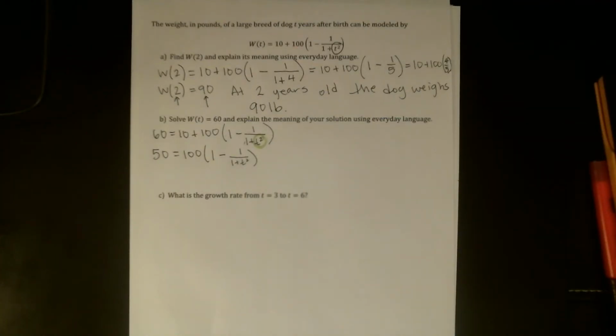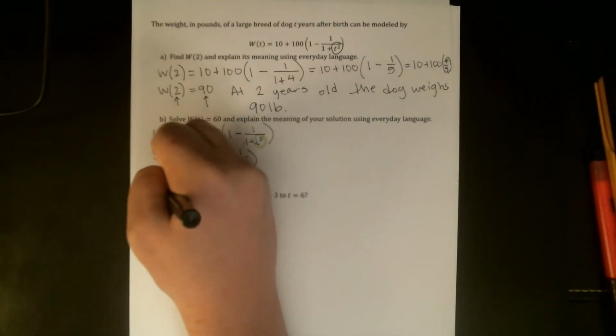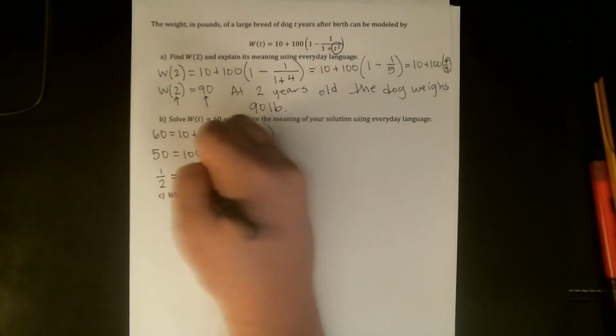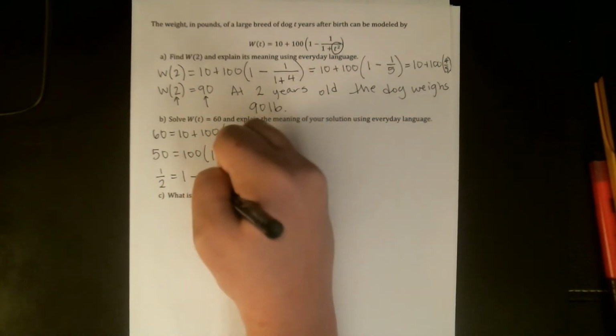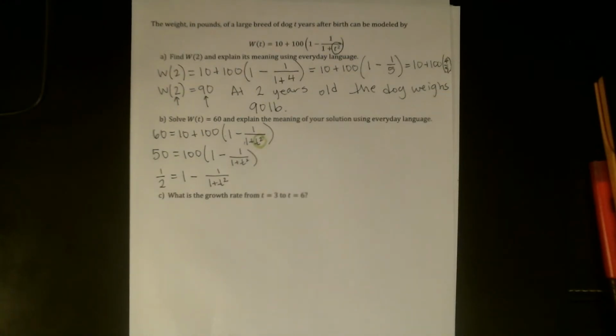Next, I need to get rid of the 100. That was the second to the last thing happening. I multiply the whole thing by 100. So I'm going to divide both sides by 100. 50 over 100 is 1/2. Again, not the only way to do this, but it actually is working out fairly nicely so far.